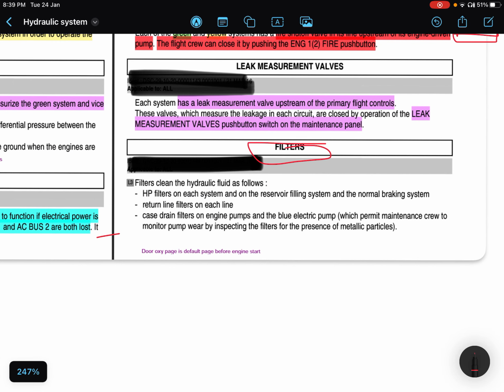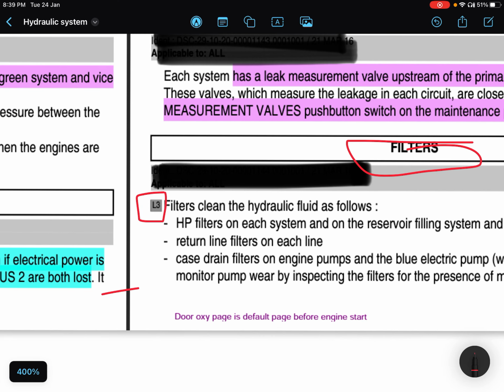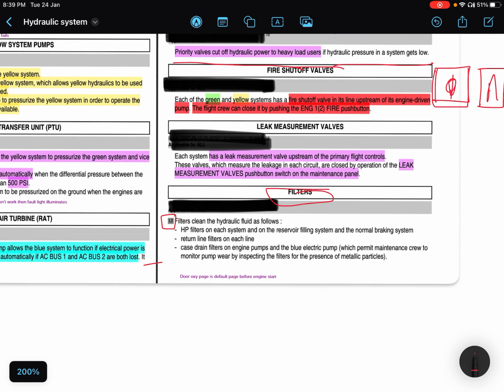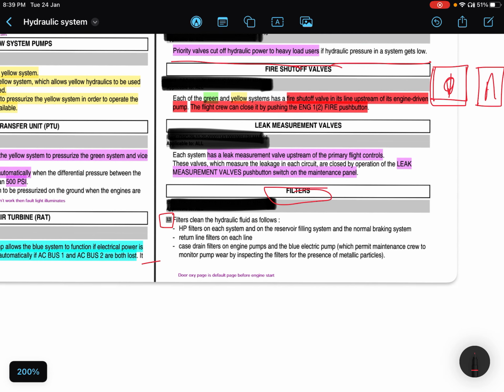Filters. This is L3. You know what L3 means? It is some extra information, and if you are reading it, it's like that. I have made a separate video on what L1, L2 and L3 mean in Airbus philosophy. You can watch that video also. It's very interesting.